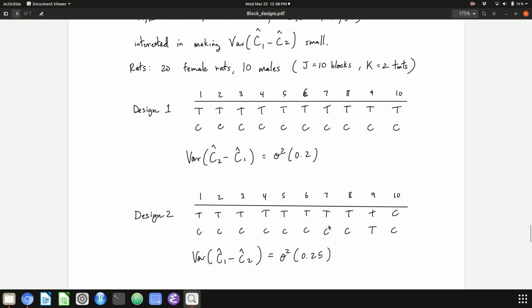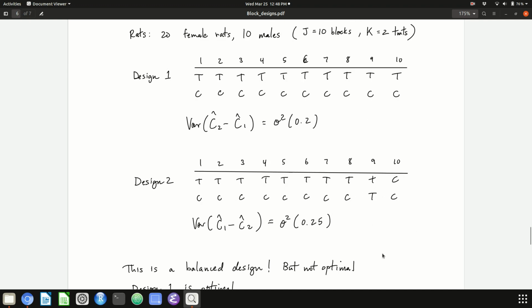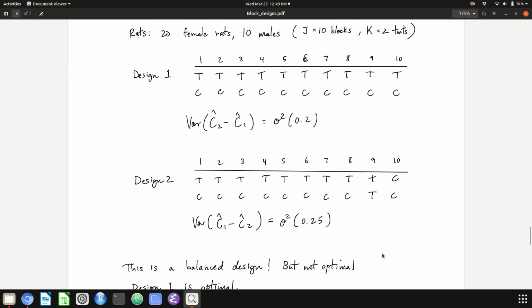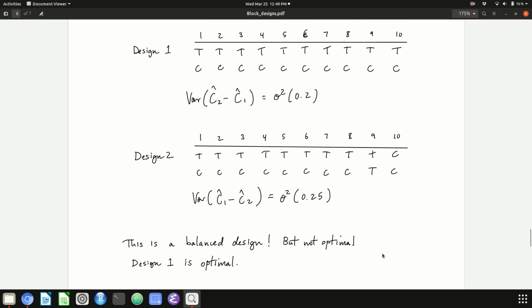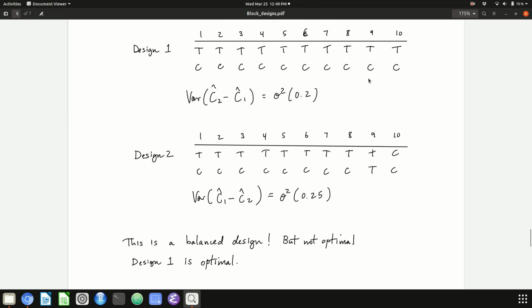Even though this design has a balance to it, this part of the design is balanced, and so is this part of the design. So we can think of this as a balanced design, but it's not optimal. So it's a balanced design that's not optimal. Design 1 is the design that's actually optimal. It has the smallest variance of the estimator of the treatment effect.